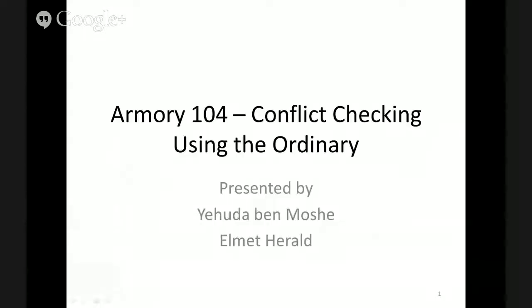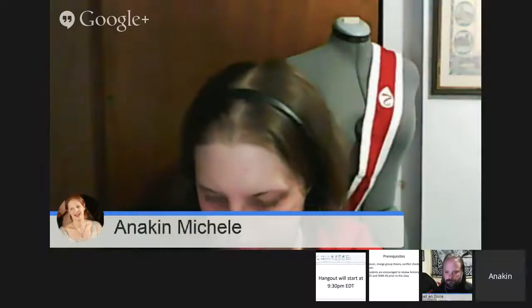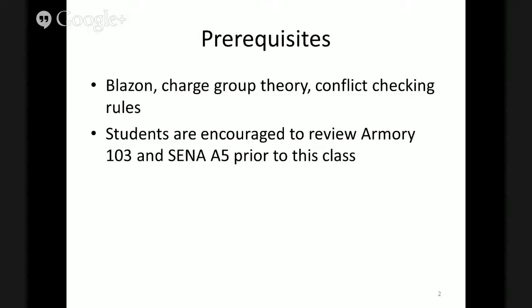So, Armory 104, as we said, and I mentioned the prerequisites. You should know how to do blazon, charge group theory, and conflict checking rules. I encourage you to have looked at Armory 103. And the important part of SENA for this class is SENA A5. That's the conflict rules. Now, we covered the actual rules in the last class in Armory 103. Now we're going to talk about how to actually apply them, how to do something useful with those rules.